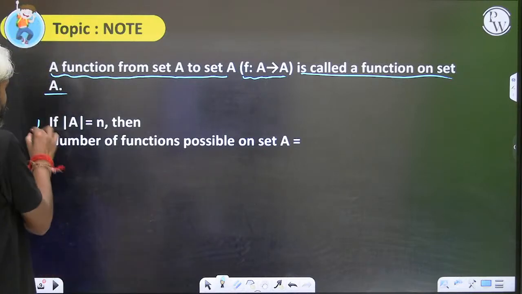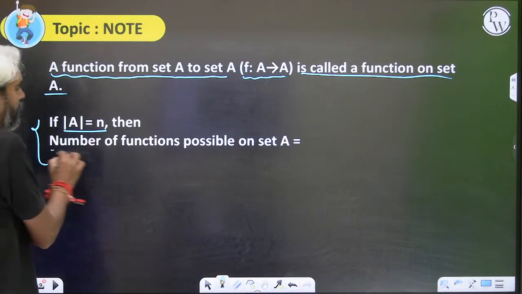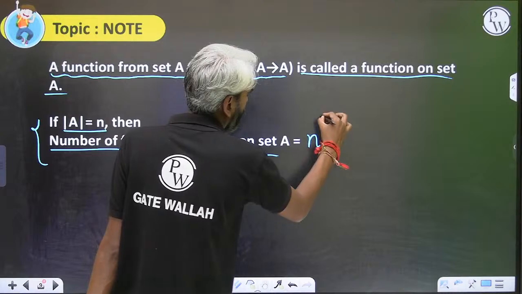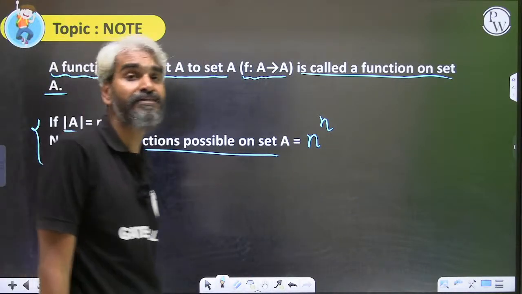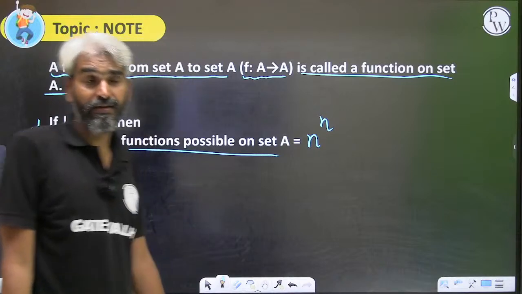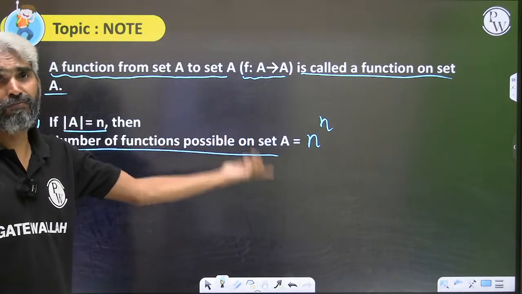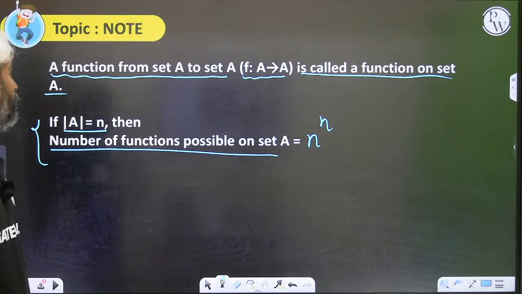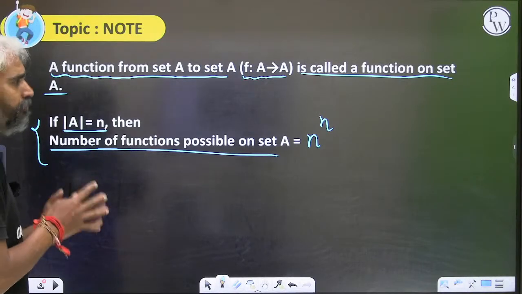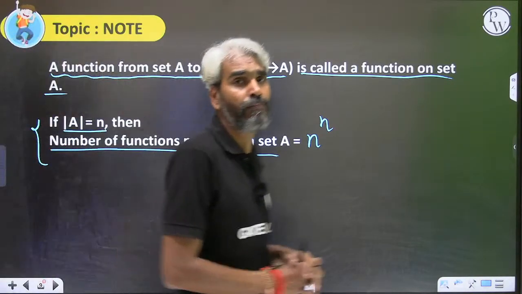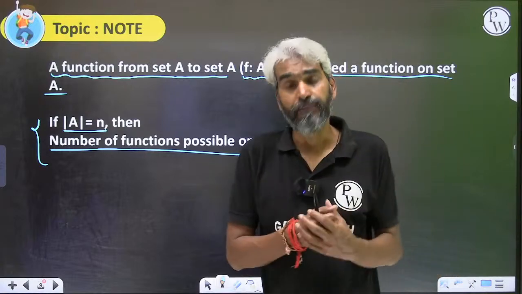It's a trivial thing to ask that if mod A equals n, then the number of functions possible from A to A will be n raised to the power n, because the size of the domain is exactly the same as the size of the codomain. Clear? So size of codomain raised to the power size of domain will be nothing but n raised to the power n. Nothing new. Anyway, now we know about the number of functions. So today we will only talk about the total number of functions possible from set A to set B.